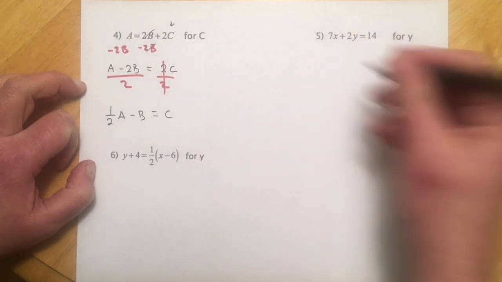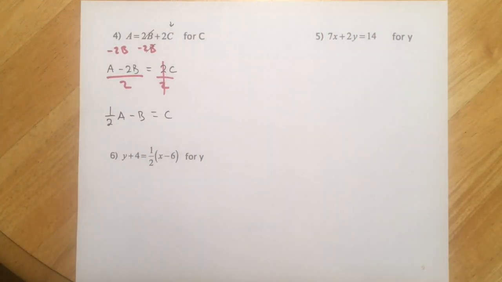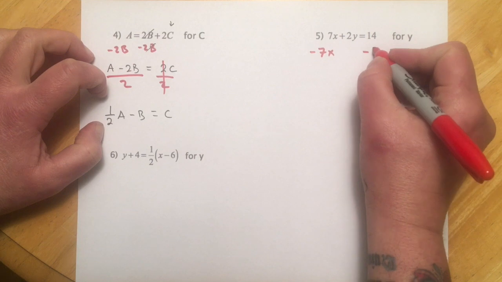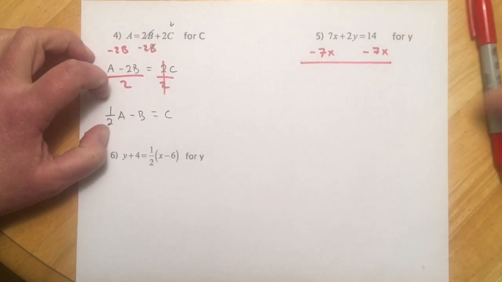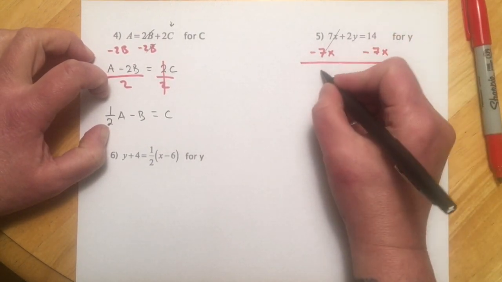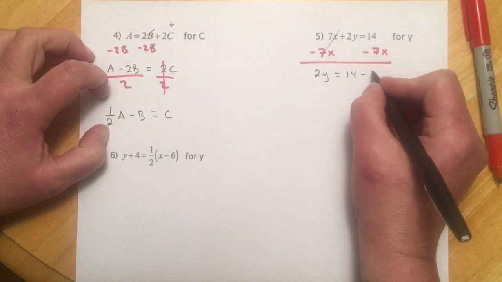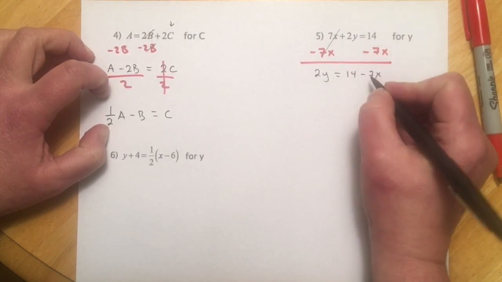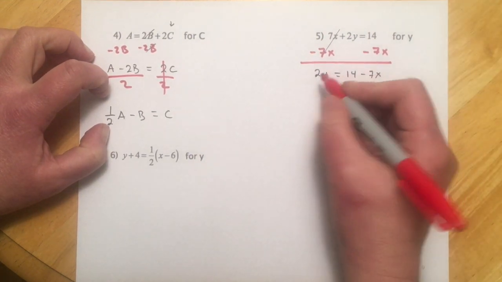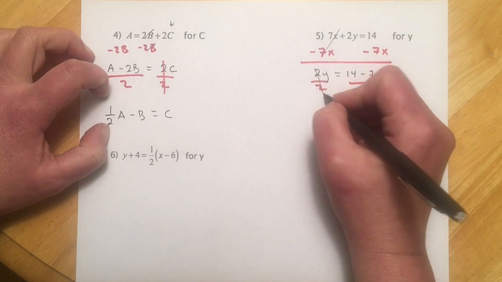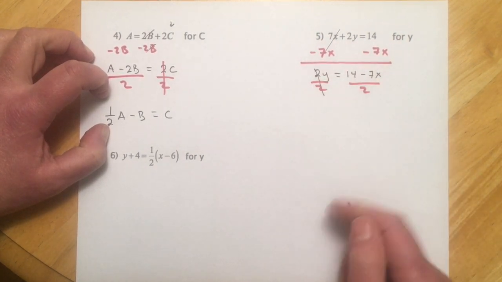So we're trying to get y by itself, so I want to subtract over that 7x. So we'll get that out of the way. So then those are gone. So now I got 2y over here. 14 minus 7x. I could write it in either order, but since it's negative, I'm throwing it behind. And then I'll just divide out that 2. And those reduce. And then that would be my answer.